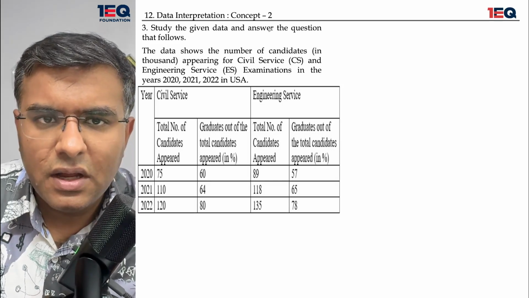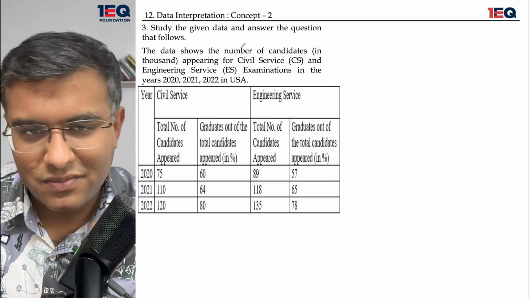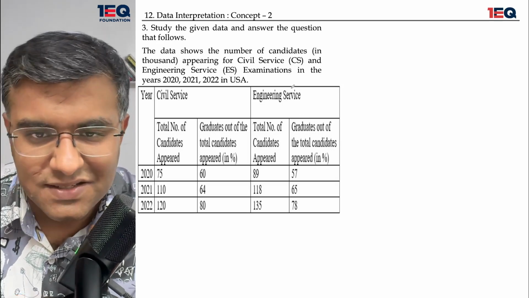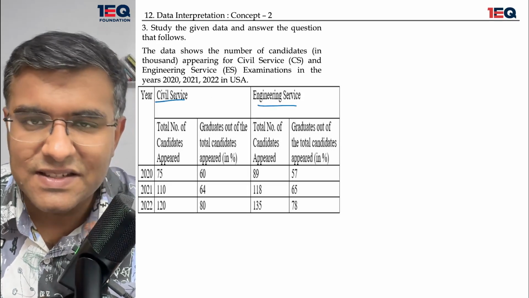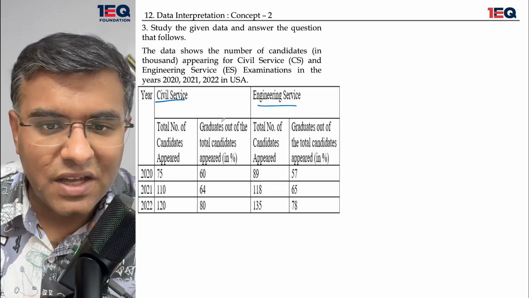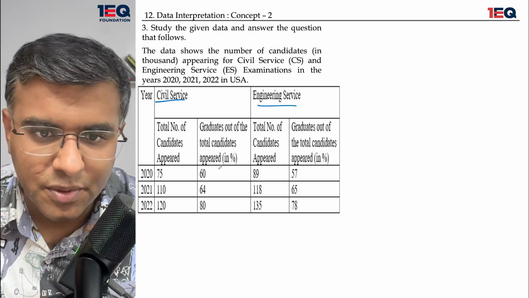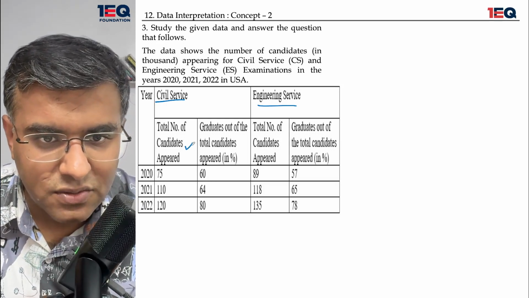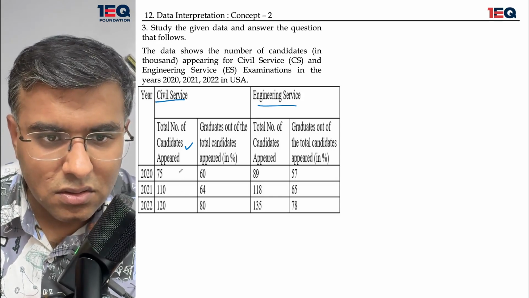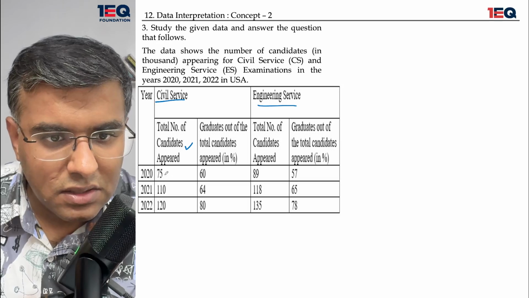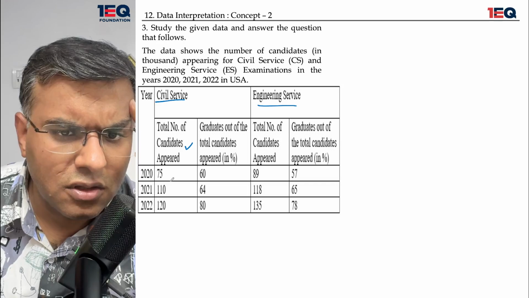Study the data given and answer the question. Perhaps considering this question to be correct, there are students who take the engineering services and civil services examination as well. So we have the total number of graduates who appeared and graduates out of the total candidates who appeared.